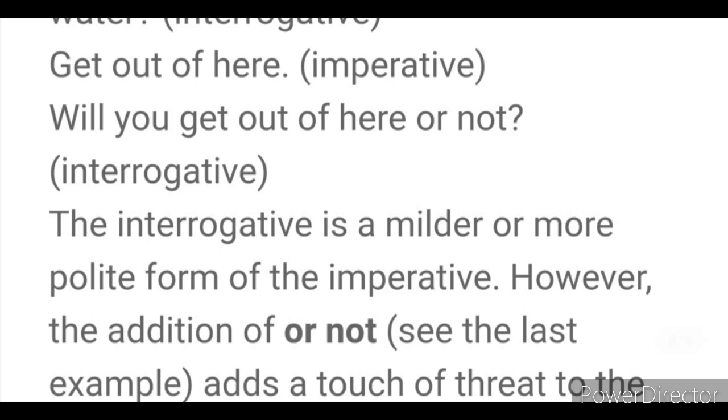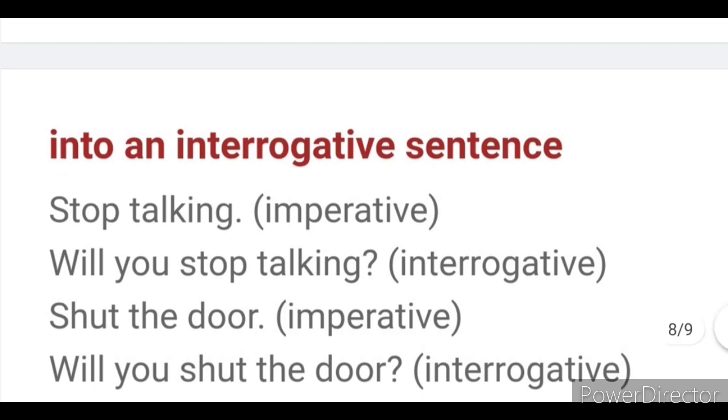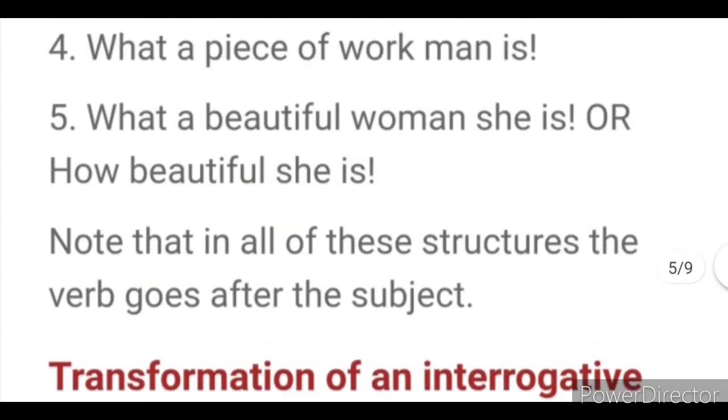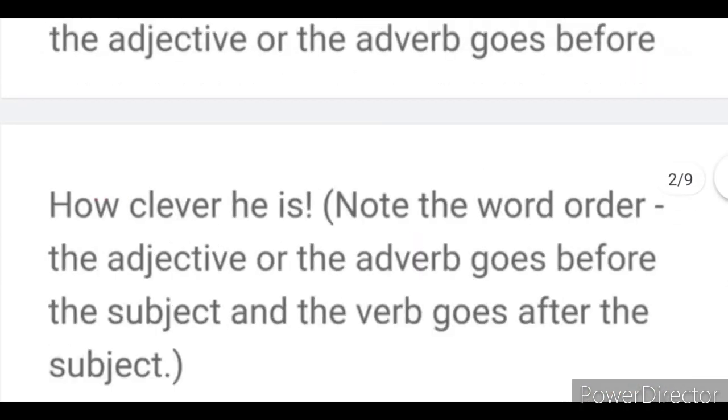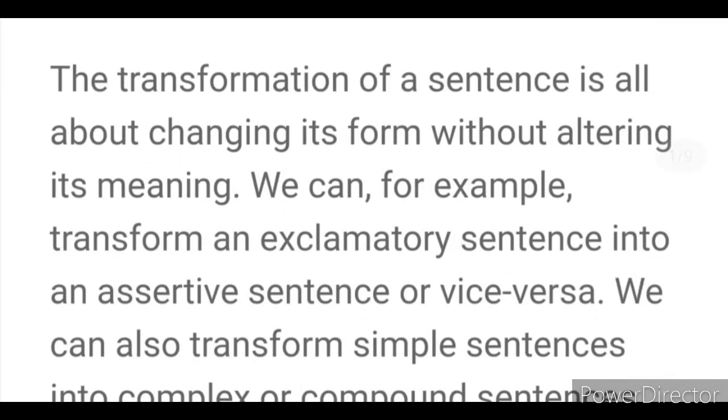So these are some of the examples of how you transform from exclamatory to assertive, from interrogative to assertive, and also from imperative to interrogative. So I have shown you 3 different types of transformations with examples, and I am sure I have been able to make you understand. So in case if you have any problem, you can once again go through this video and you can understand.